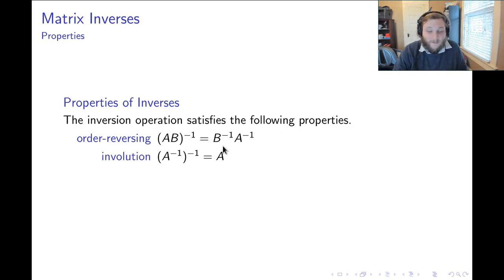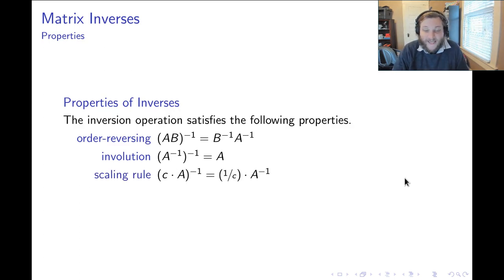The next property is the involutive property. What this means is that if you take a matrix, take its inverse, and then take its inverse, so if you take inverses twice, you always get back the original matrix. So this is our second example of an order reversing involutive operator. The first example we saw was the transpose operator. Our second example is now inversion.